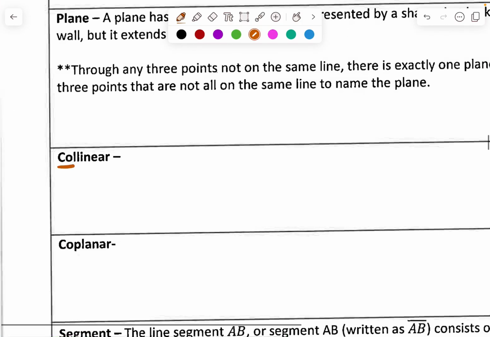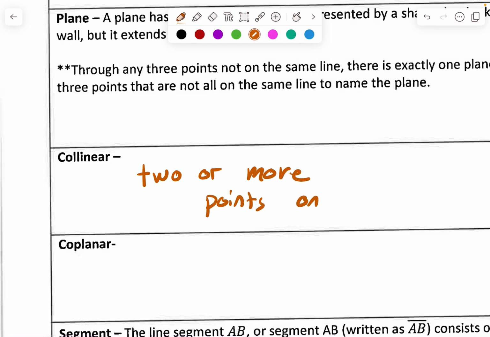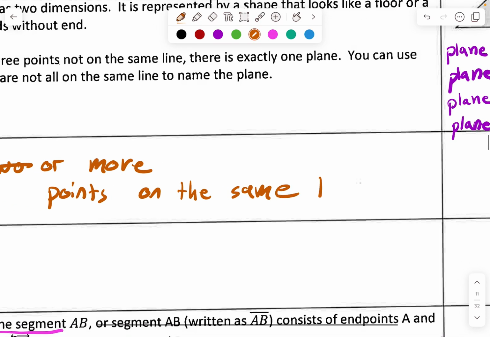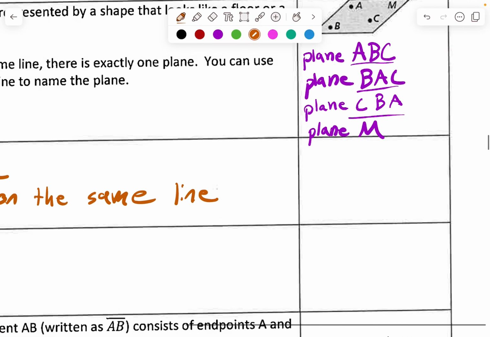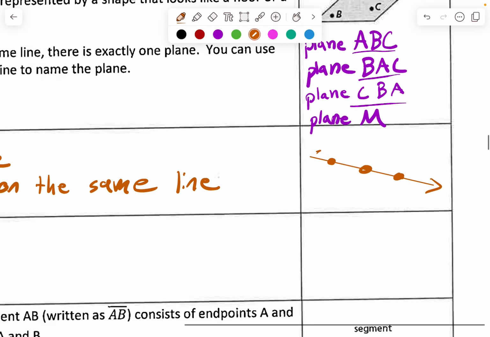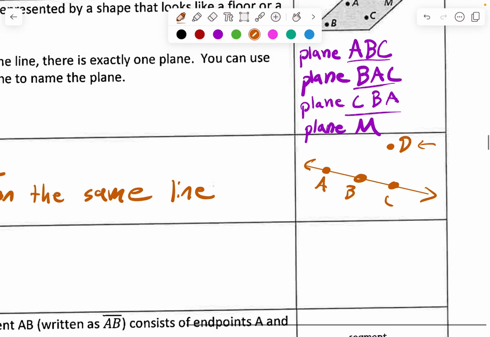Co means together, and then there's this word part, line. There's gonna be three or more points on the same line. And so I would draw this as 3 points that can all be connected by one line: A, B, C. This one, D, would not be collinear, because it's not on the line.